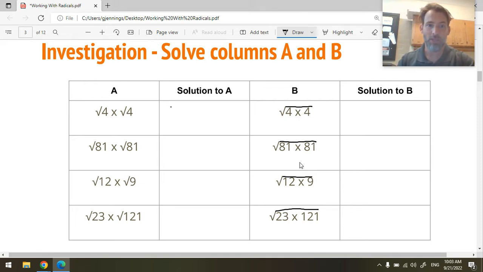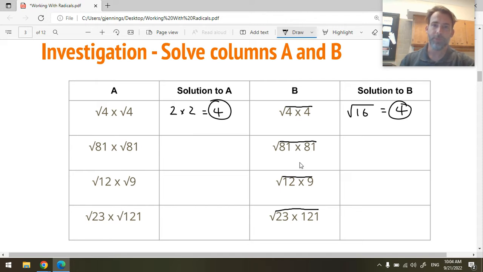So the square root of 4 times the square root of 4, that's just going to be 2 times 2, which is equal to 4. Cool, that's pretty easy. But how about the square root of 4 times 4 when it's inside there? Well, let's do it with BEDMAS. That's going to be the square root of 16, and the square root of 16 happens to be 4. It's the same in both places. Now let's look at the square root of 81 times the square root of 81. Well, that's just 9 times 9, which is 81. That shouldn't surprise us because the square root of something times itself should just be that something, right? So that's not surprising.